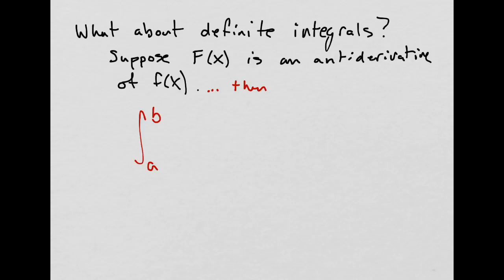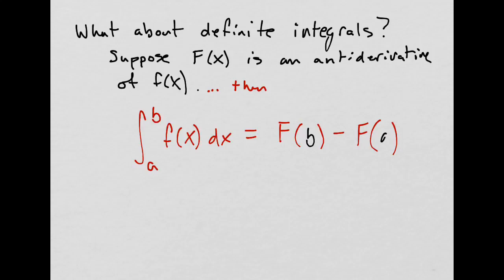The integral, which represents the area between the curve and the x-axis, the integral from a to b of f of x with respect to x, is equal to, and this is going to be crazy, the antiderivative minus the antiderivative. You plug in first b, then a. It's backwards, so this is what people are going to have a problem with.